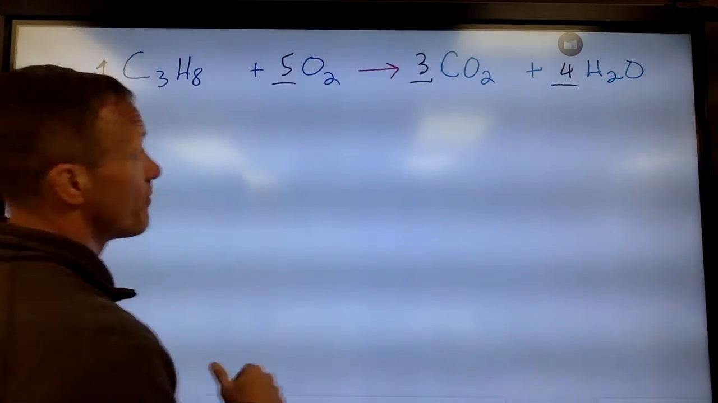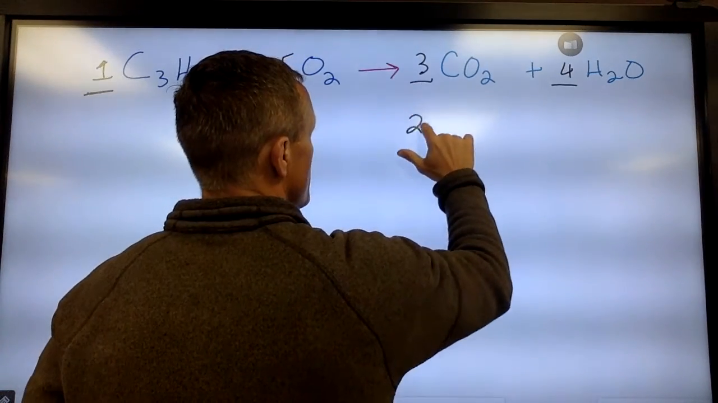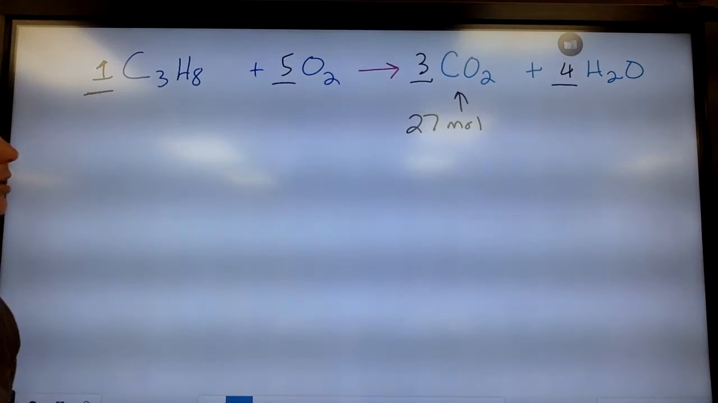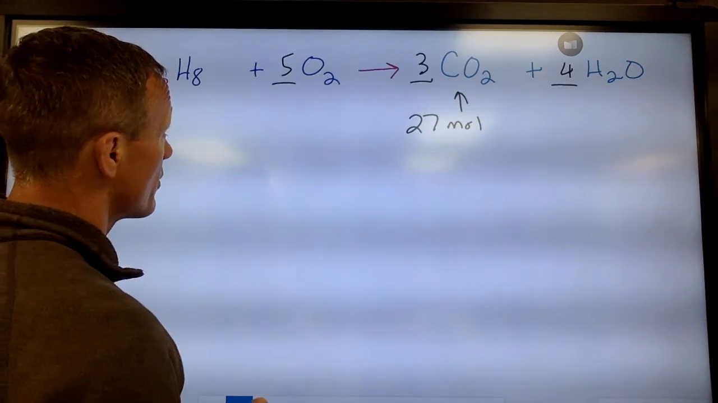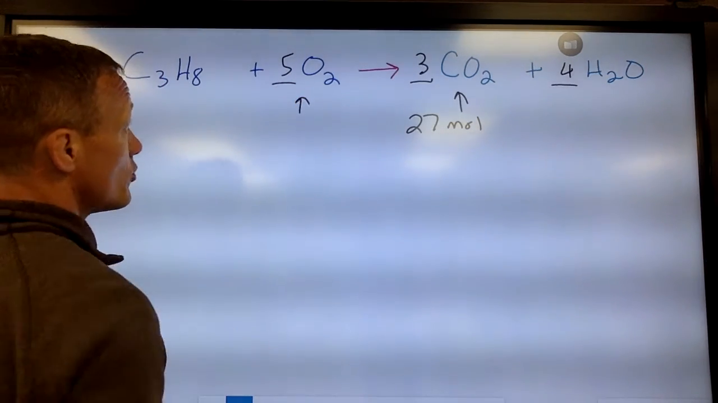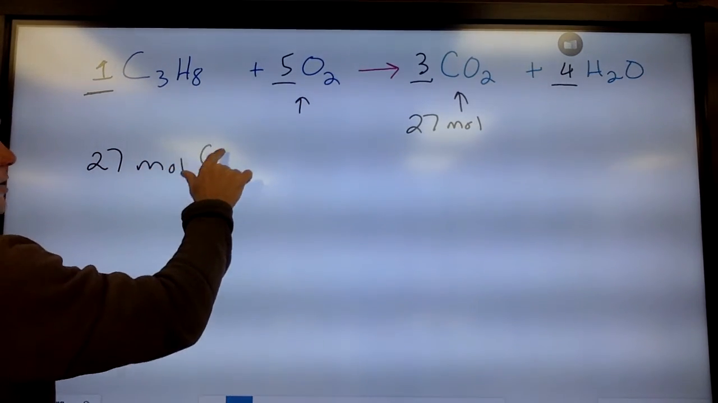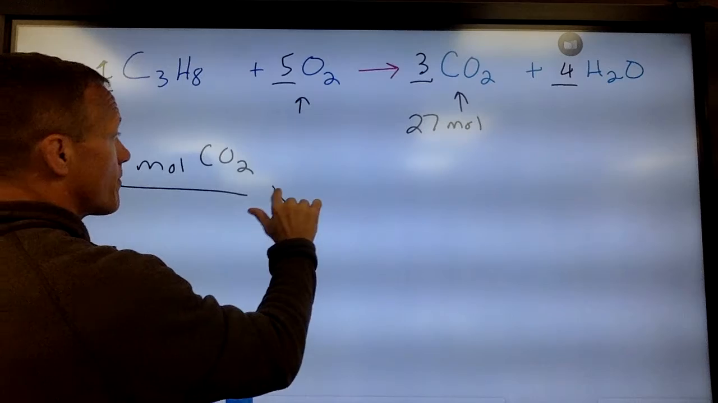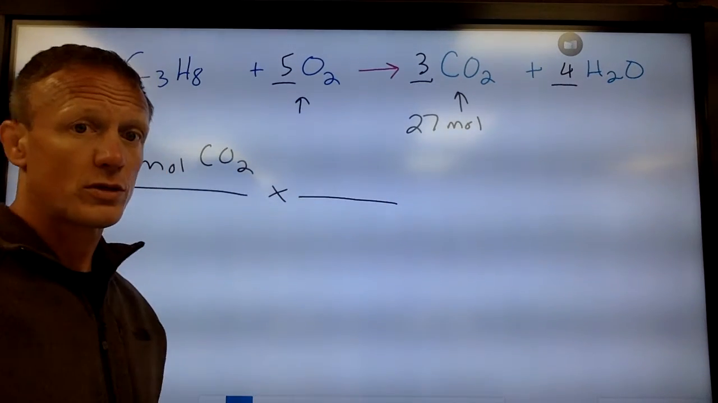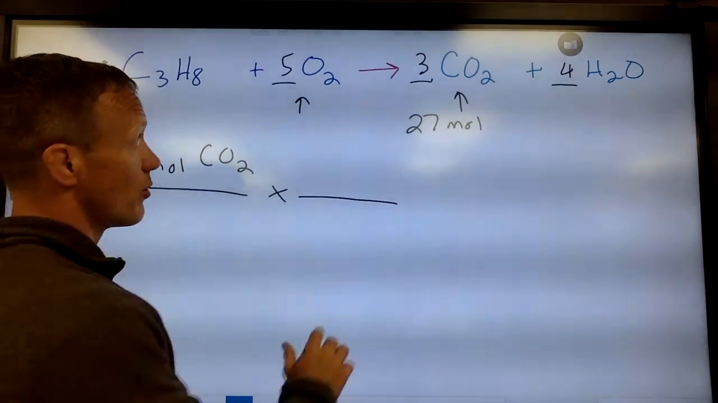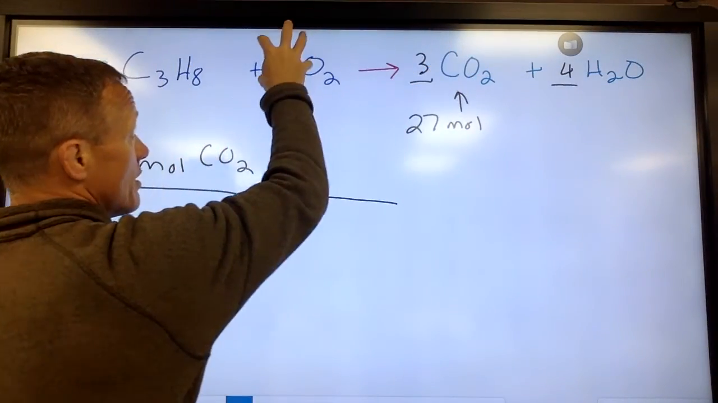So let's say that 27 moles of CO2 are produced in this reaction. And I want to know how many moles of O2 would have been used to make that. So start with 27 moles of CO2. Anytime you start with moles in these problems, we're always going right to our mole to mole ratio, which in this case is a 3 to 5 ratio.